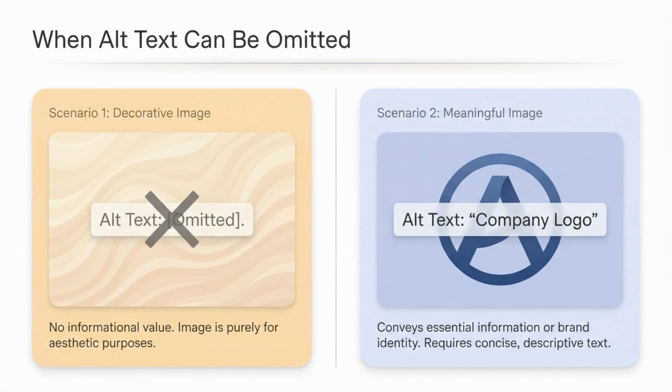There is one exception: purely decorative images. If an image adds no informational value and is only there for visual styling, you can use an empty alt attribute, written as alt with empty quotes. This signals to assistive technologies that the image should be skipped entirely. But a logo, an icon, a chart, those all carry meaning and need descriptive alt text.